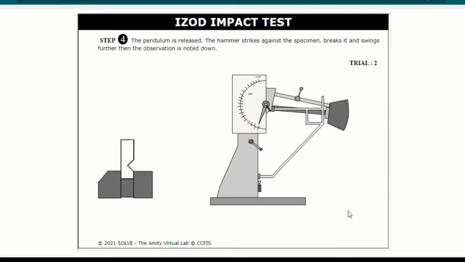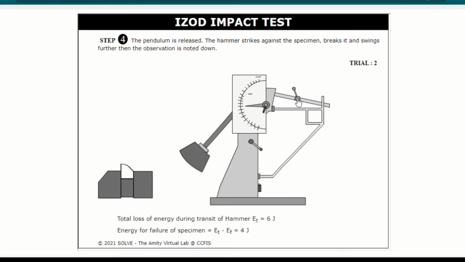Step 4. The pendulum is released. The hammer strikes against the specimen, breaks it and swings further. Then the observation is noted down. The total loss of energy during transit of hammer was 6. Energy for failure of specimen was 4.